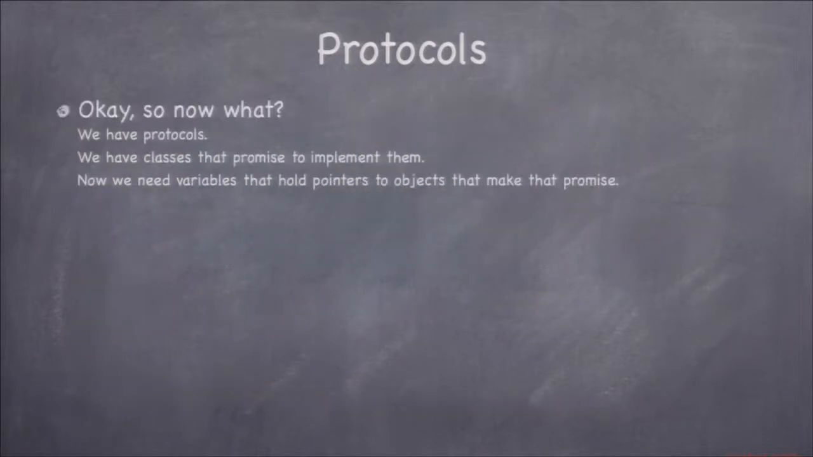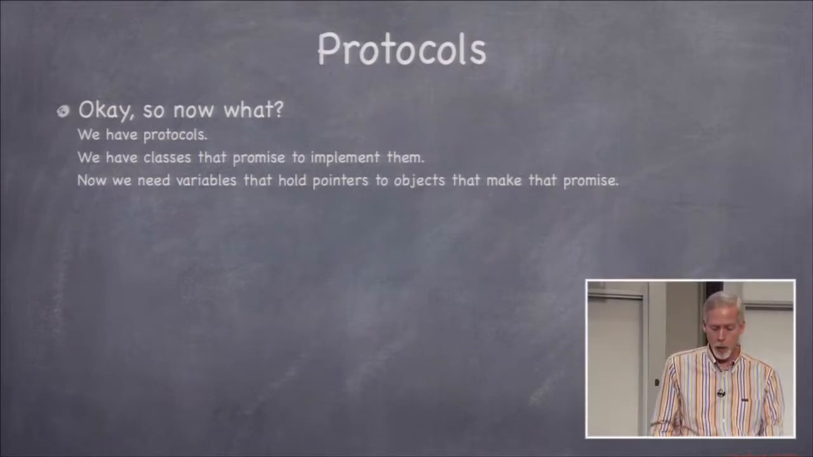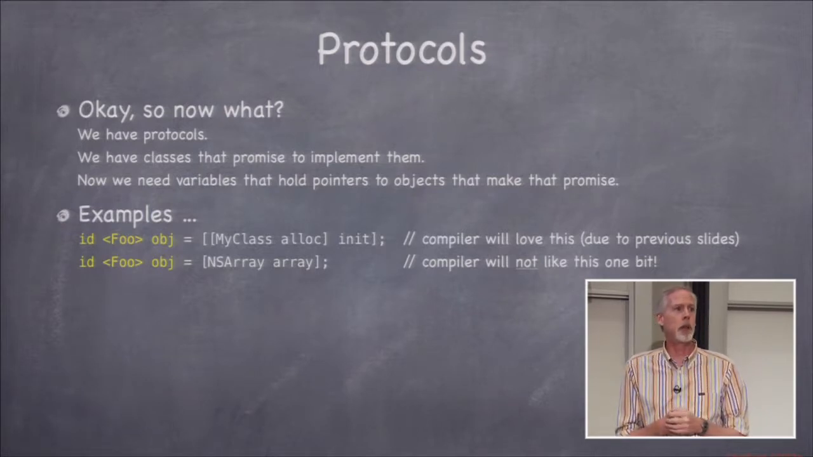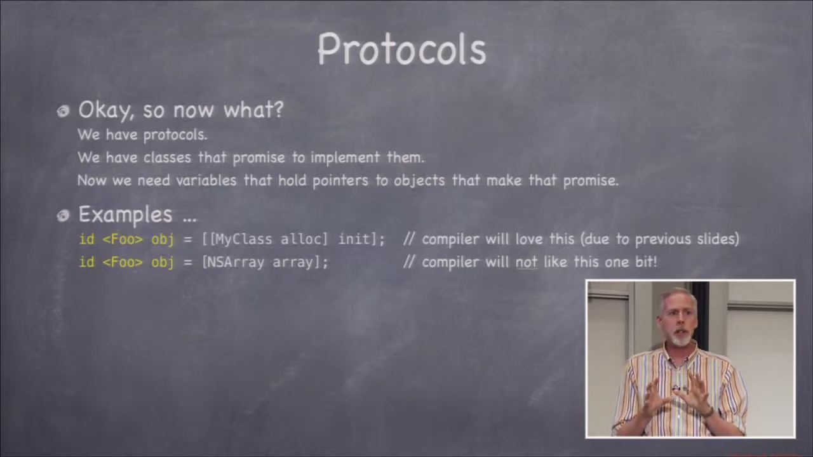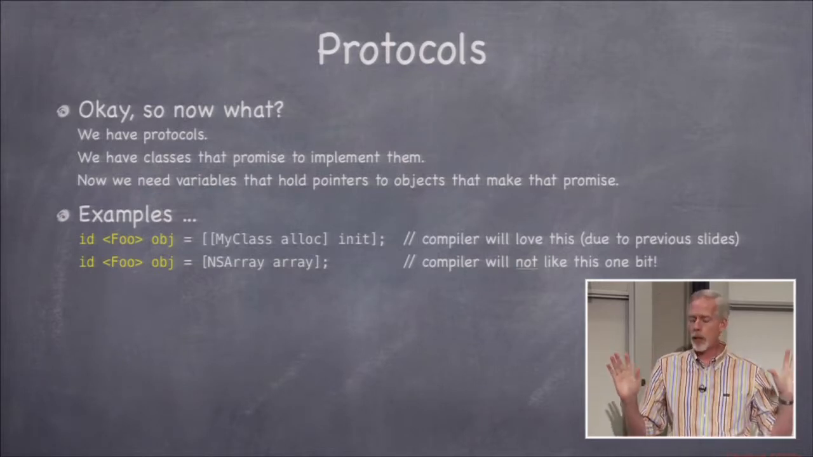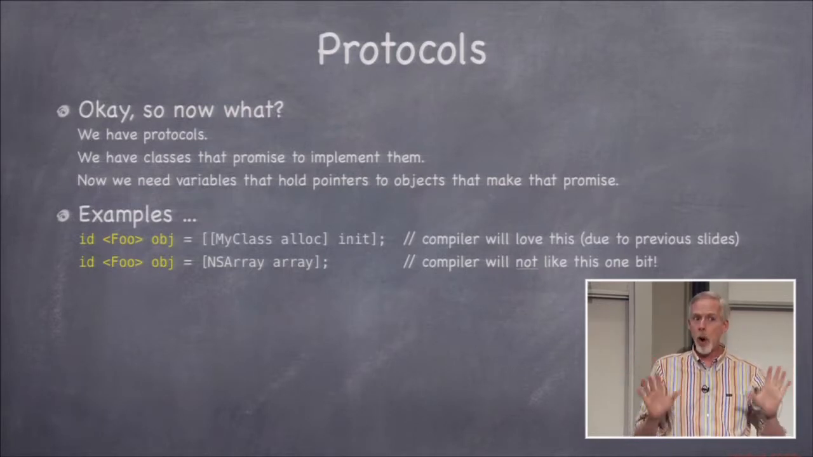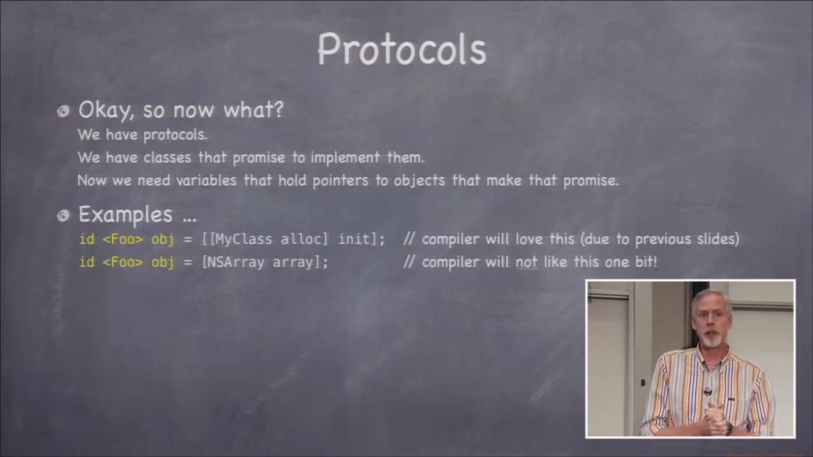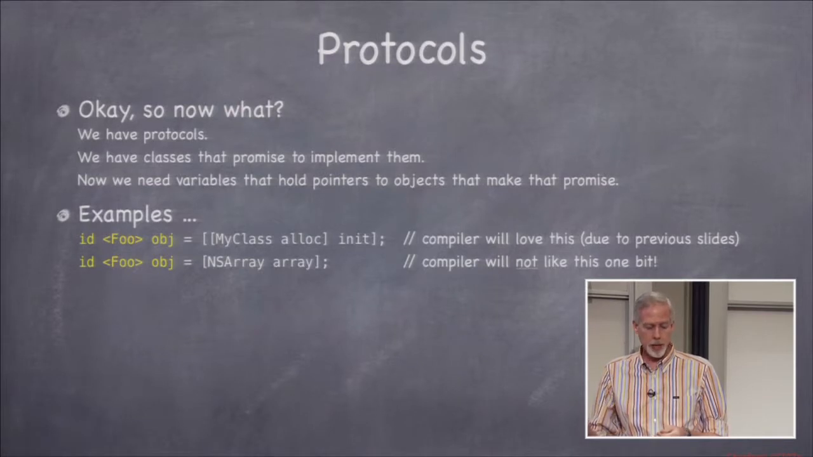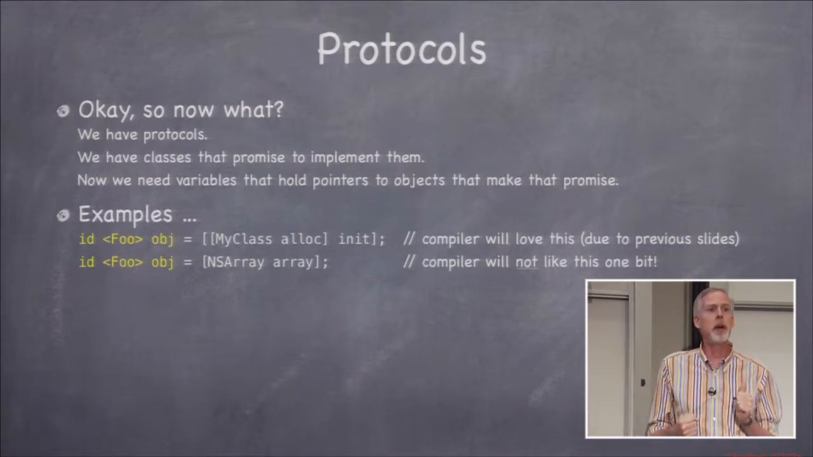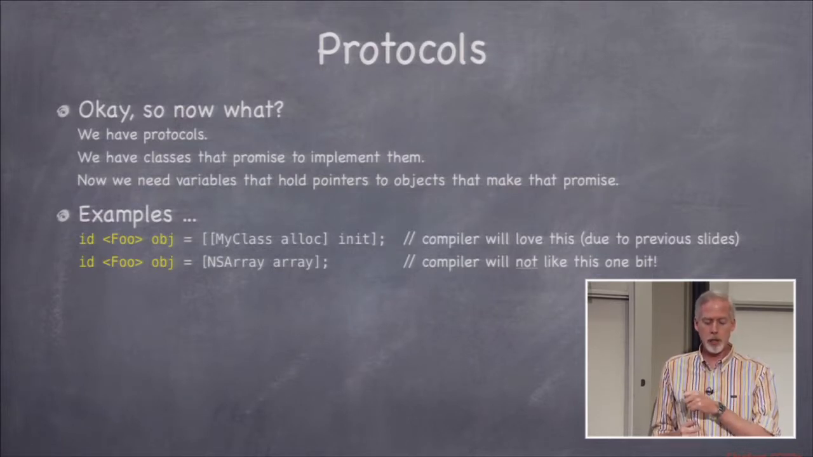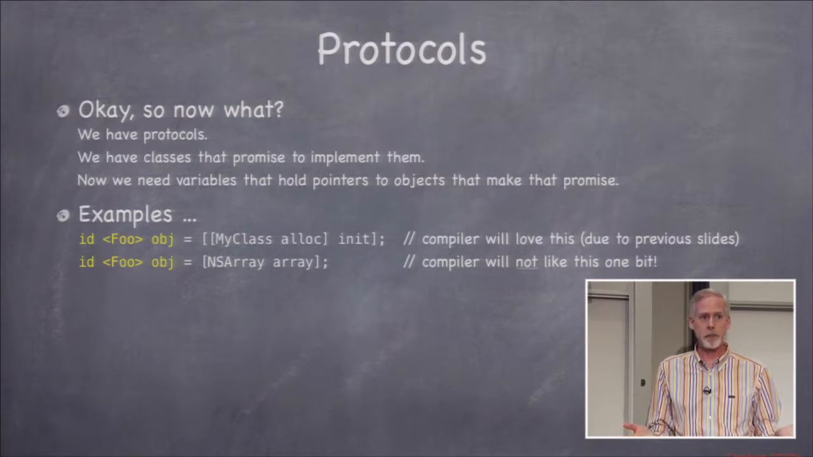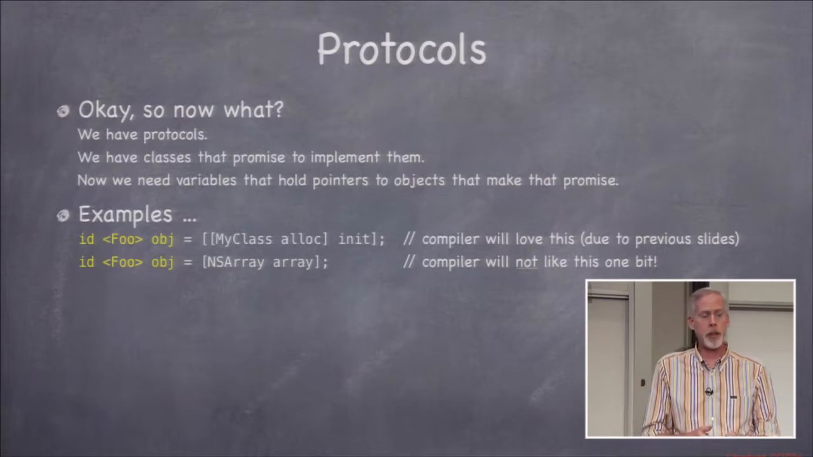Okay, so now I've got a protocol. I've got an object, at least one, that signs up to implement it. Now what? Well, now I can declare variables that are ids with the additional requirement to implement the required methods of a protocol. So id angle bracket foo obj, hopefully you understand what that means now. That means obj is a variable. It's an id. I have no idea what class it is. It's completely blind. However, I know it implements all the required messages in foo. And it might implement some of the optional ones too, but I know at least the required ones. So if I say id angle bracket foo obj equals my class alloc init, that looks good because on the previous slide I said that my class promised to implement foo. So the compiler's going to love that. But if I said id foo obj equals an NSArray, the compiler's not going to like that because arrays clearly don't implement the protocol foo. They don't implement those methods. So the compiler will warn you if you do this.